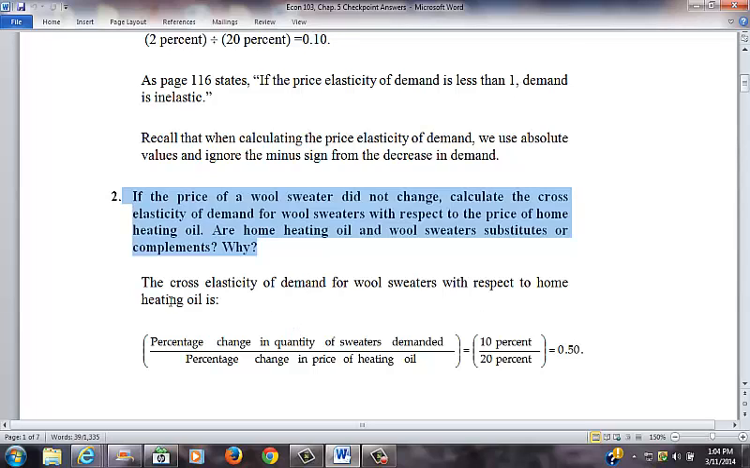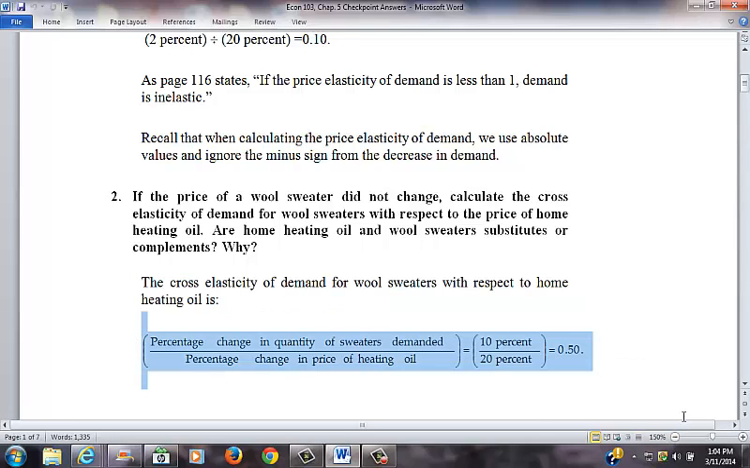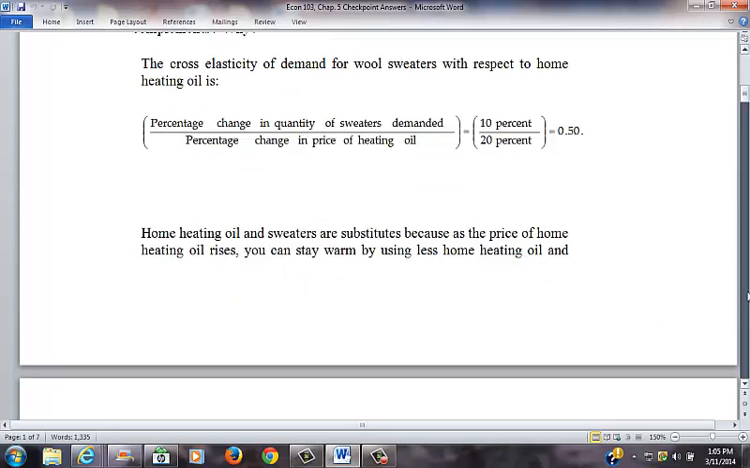Why? The formula for the cross elasticity of demand for wool sweaters with respect to home heating oil is the percentage change in quantity of sweaters demanded, and note please that it's the percentage change, not just the number of sweaters demanded, divided by the percentage change in the price of heating oil, and that's 10% divided by 20%, or 0.5. So that's the cross elasticity of demand.